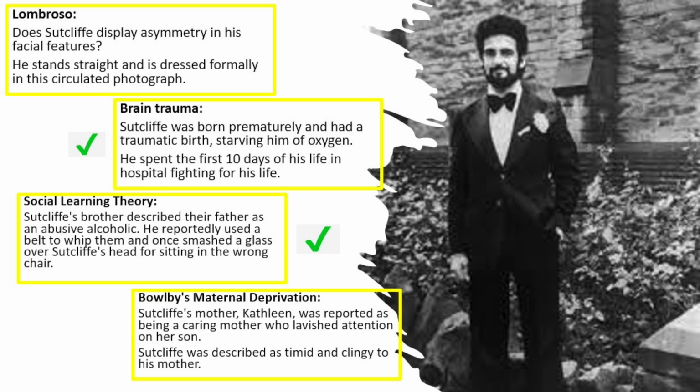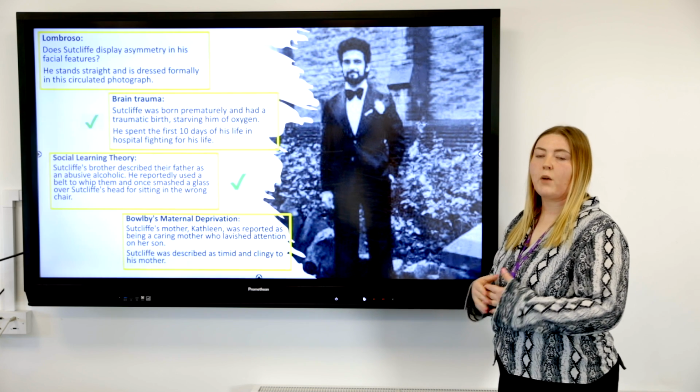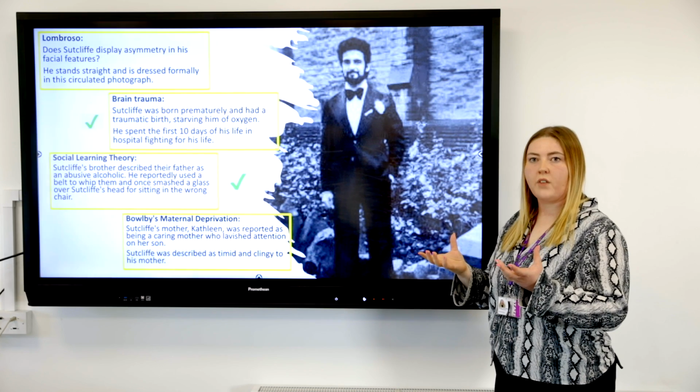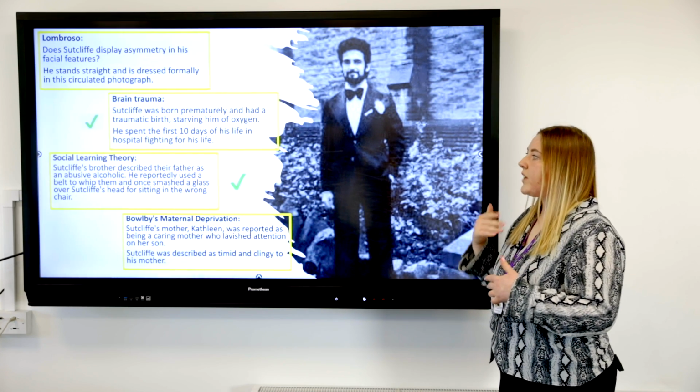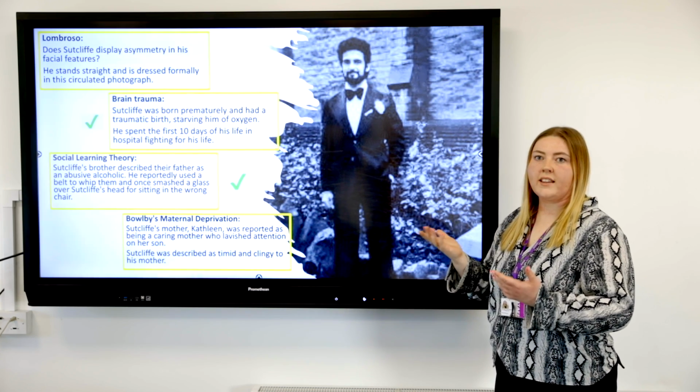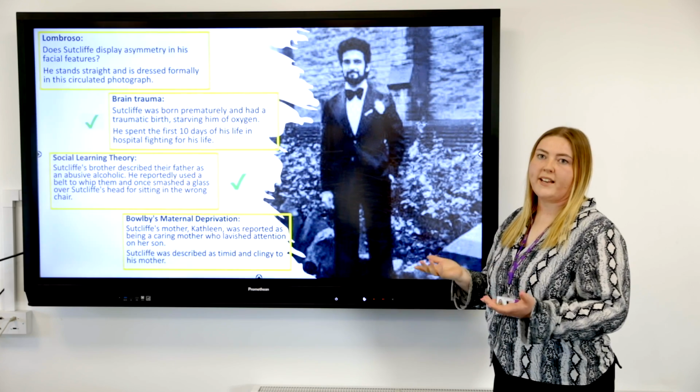The second one that we can link to Peter Sutcliffe and his behaviour is social learning theory. Social learning theory was the idea that we copy and imitate our role models, and Peter Sutcliffe's father was an abusive alcoholic. He used to whip them, he used to hit them, and that was the kind of behaviour that Sutcliffe was observing in his home. So therefore he would imitate that and act violently in later life, and therefore we can explain his criminal behaviour with this theory also.